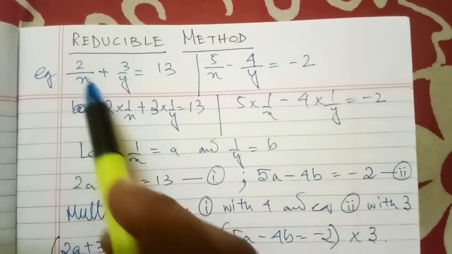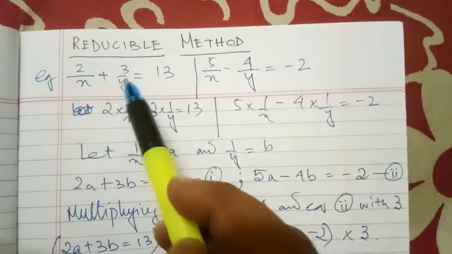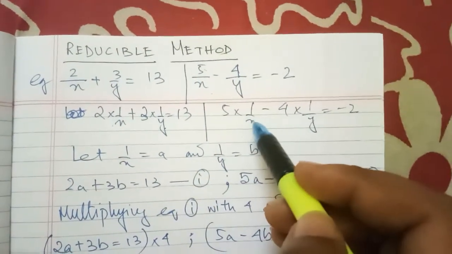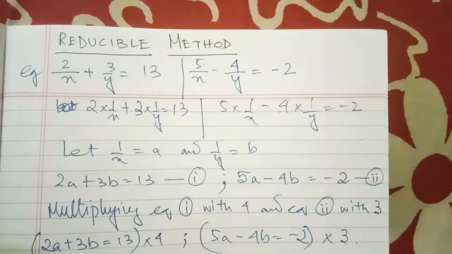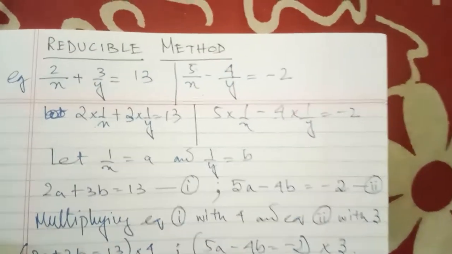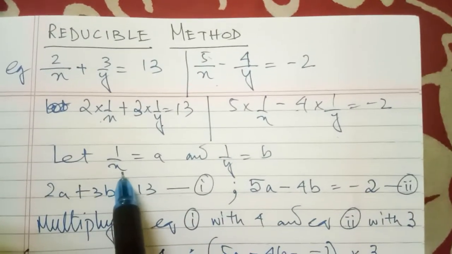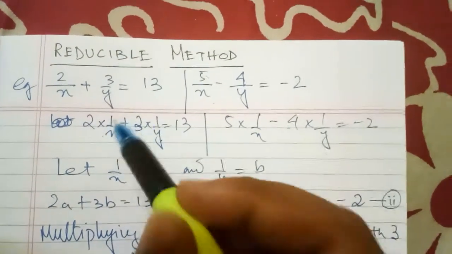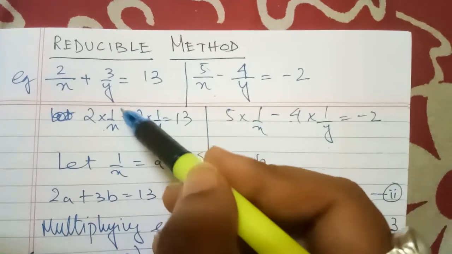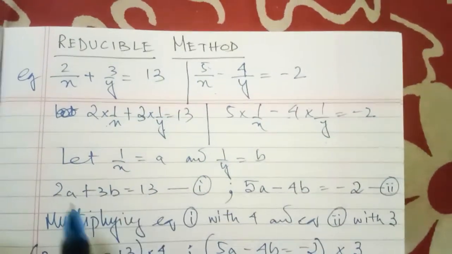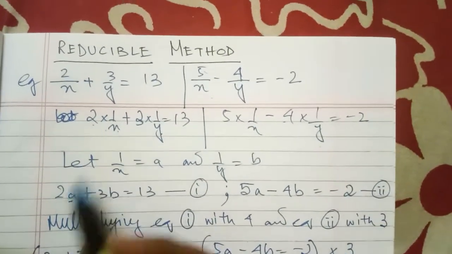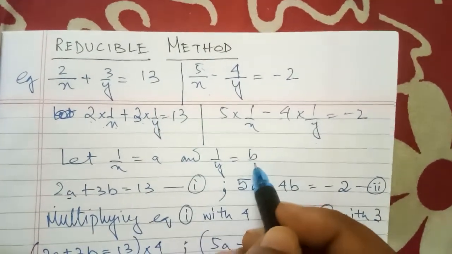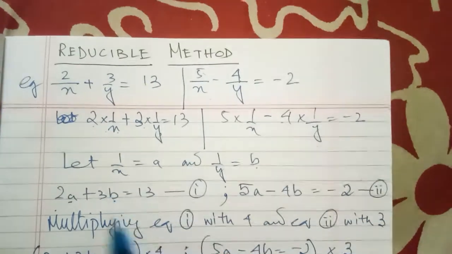See, this equation I can write as 2 into 1 by x, 3 into 1 by y, and 5 by x will be 5 into 1 by x minus 4 into 1 by y. Now from here, let 1 by x equal to a and 1 by y equal to b. Now see, in place of 1 by x I have written a, so that means 2a. In place of 1 by y, b is coming, that is 3b.